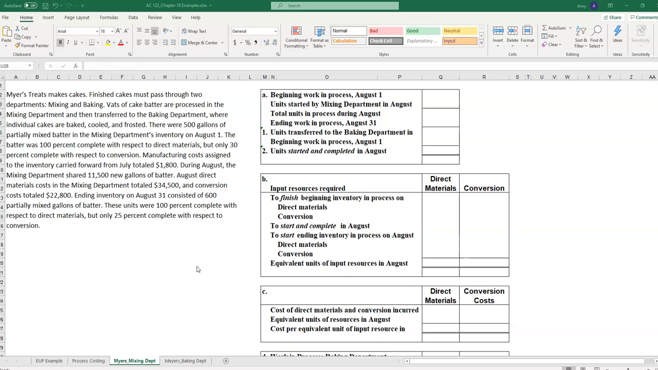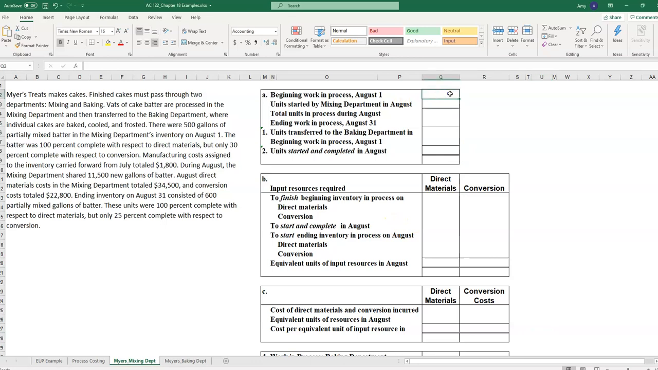We had 500 gallons at the beginning of the month that were partially complete. That was our beginning work in process. During August, we started 11,500 new gallons of batter. And at the end of the month, we had 600 gallons left in our work in process. So we're going to fill those in here.